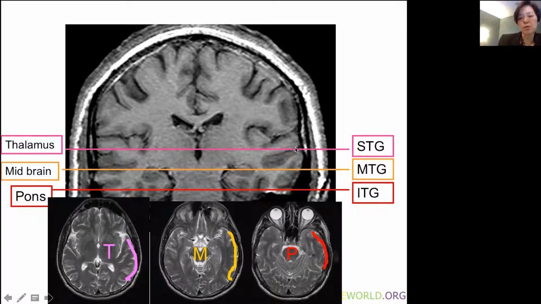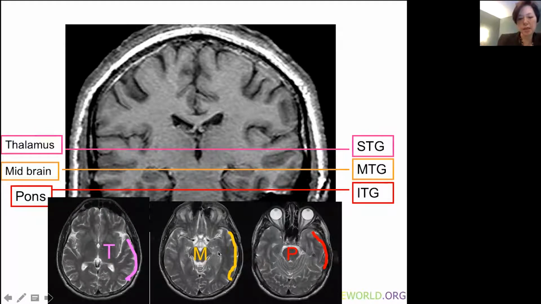But we usually look at the axial view, not the coronal. So if you really want to identify superior, middle, and inferior temporal gyri in axial view, the superior temporal gyrus is at the level of the thalamus. So when you see the thalamus, then this is the superior temporal gyrus. The middle temporal gyrus goes along the midbrain level. If you see the midbrain, which is like a Mickey Mouse shaped structure here, laterally this is the middle temporal gyrus.